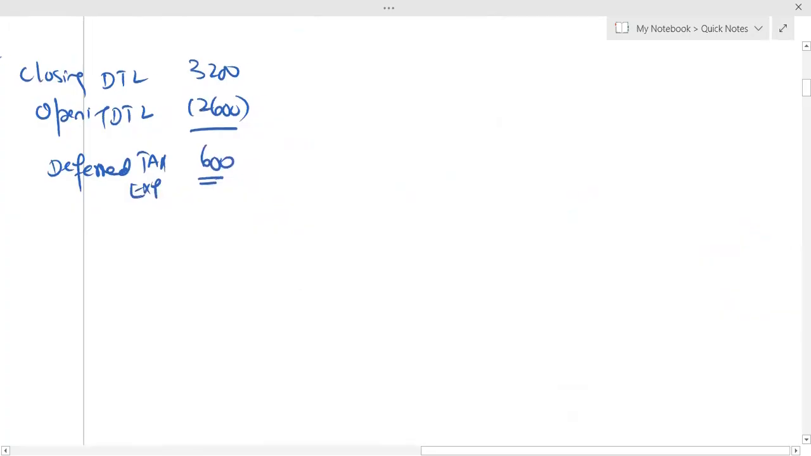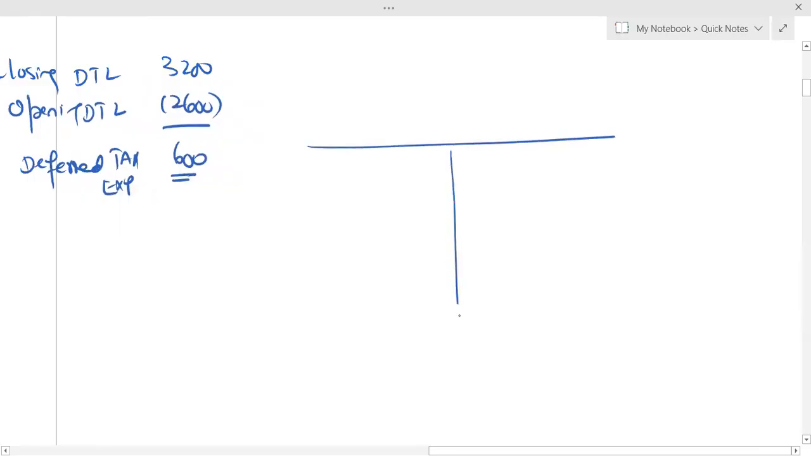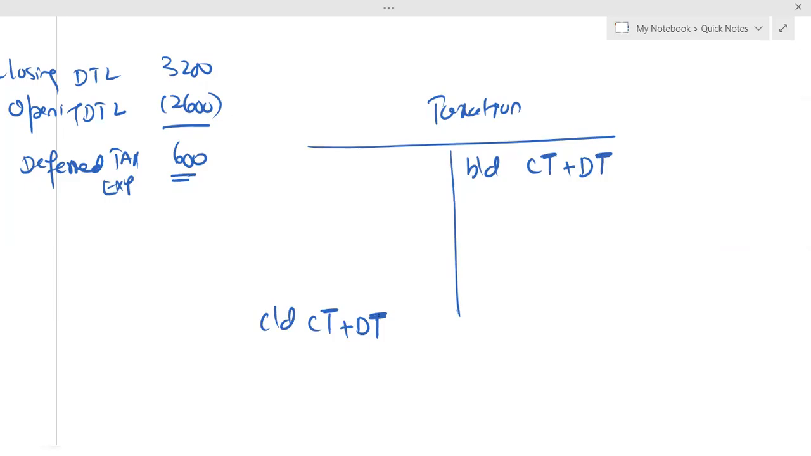The same thing can be solved by using a T account. Taxation T account. Brought down: current tax plus deferred tax. Carried down: current tax plus deferred tax. There's a possibility, and we have studied also, that deferred tax can arise due to revaluation surplus. If deferred tax arises from revaluation surplus, then it is charged to revaluation. In that case, you will debit OCI, other comprehensive income.